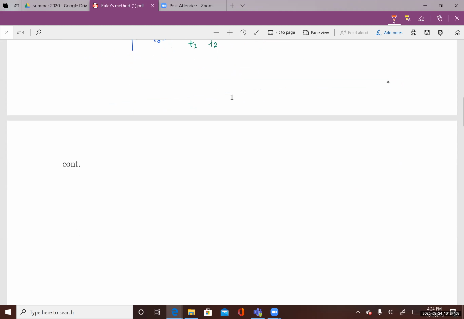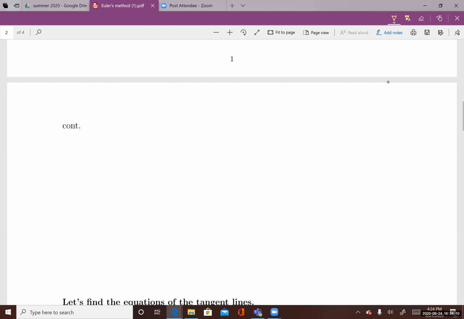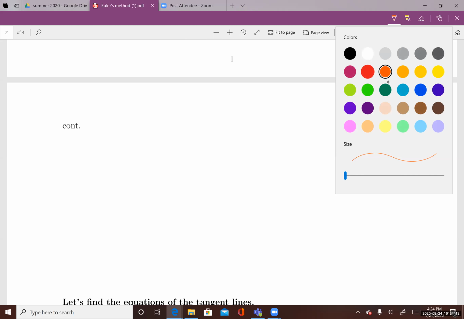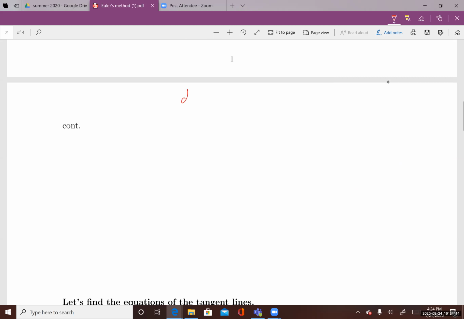So let's consider again the initial problem that we ran into, right? y prime equals t squared plus y squared. And let's say I have an initial value y0 equals to 1. So I want to estimate y1.